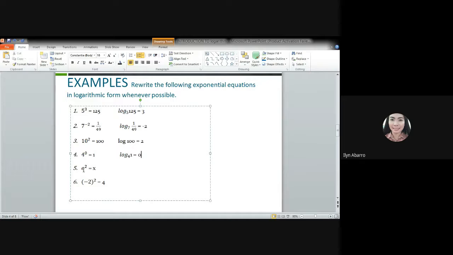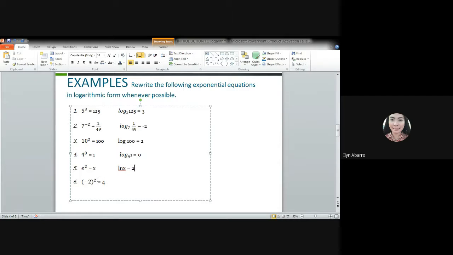So, number 5 is e squared is equal to x. So, this is a natural logarithm. So, how to write this? So, we know that is natural logarithm, so we will use the ln. So, what is the value? ln x is equal to, what is the exponent? The exponent here is 2. Simple as that.